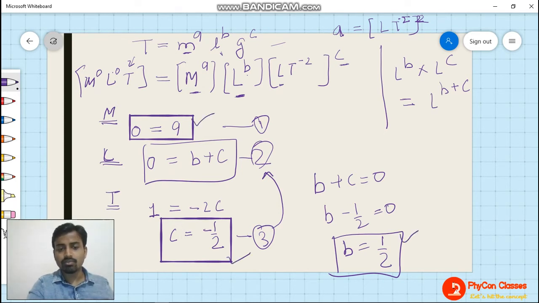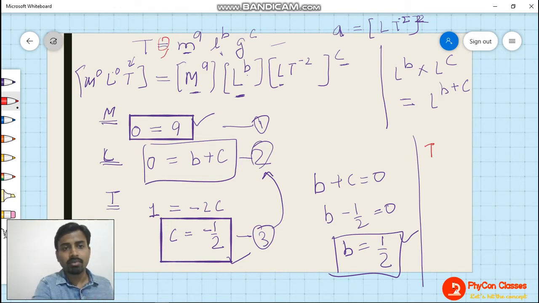So from this we got A is equal to 0, B is equal to 1 by 2 and C is equal to minus 1 by 2, and hence we can write our equation as T, sorry, this sign will be a proportionality sign, not the equal sign. Proportionality sign it will be here also. Here it is equal sign. Why? Because we are going to equate the dimension, and the constant that we are taking is a dimensionless constant.